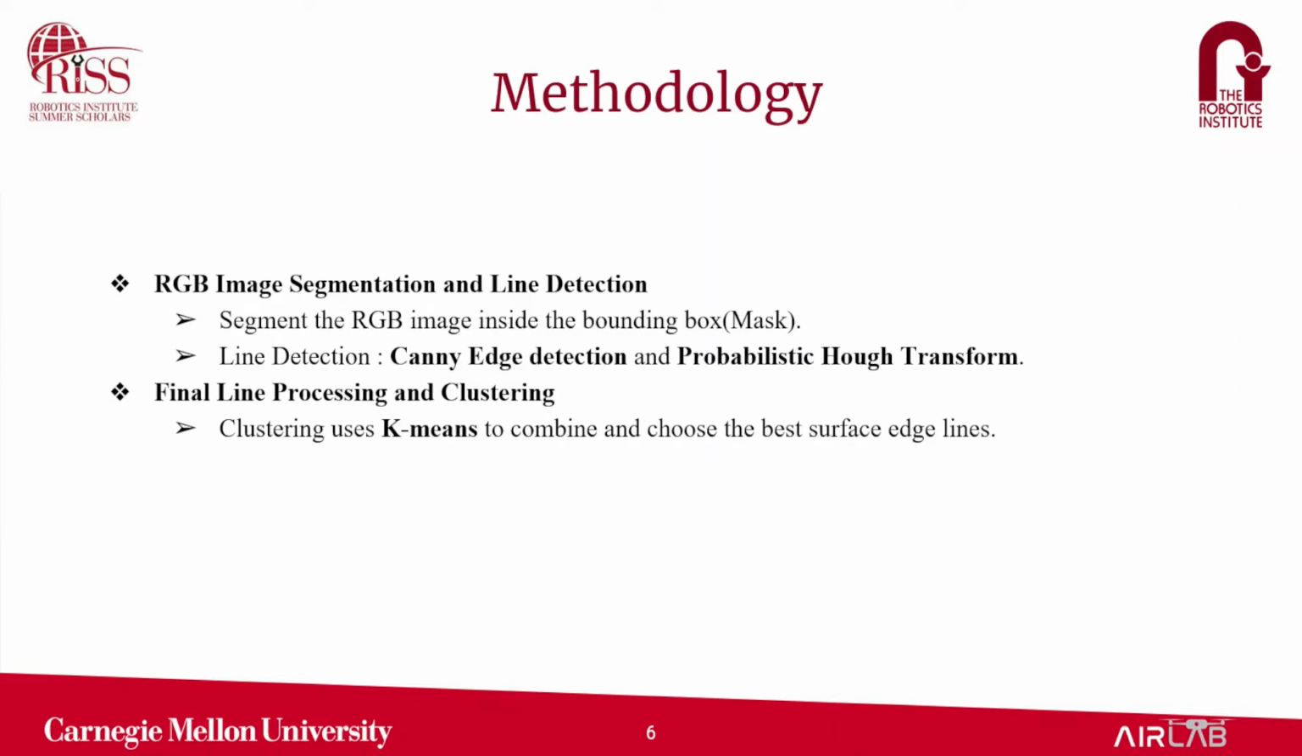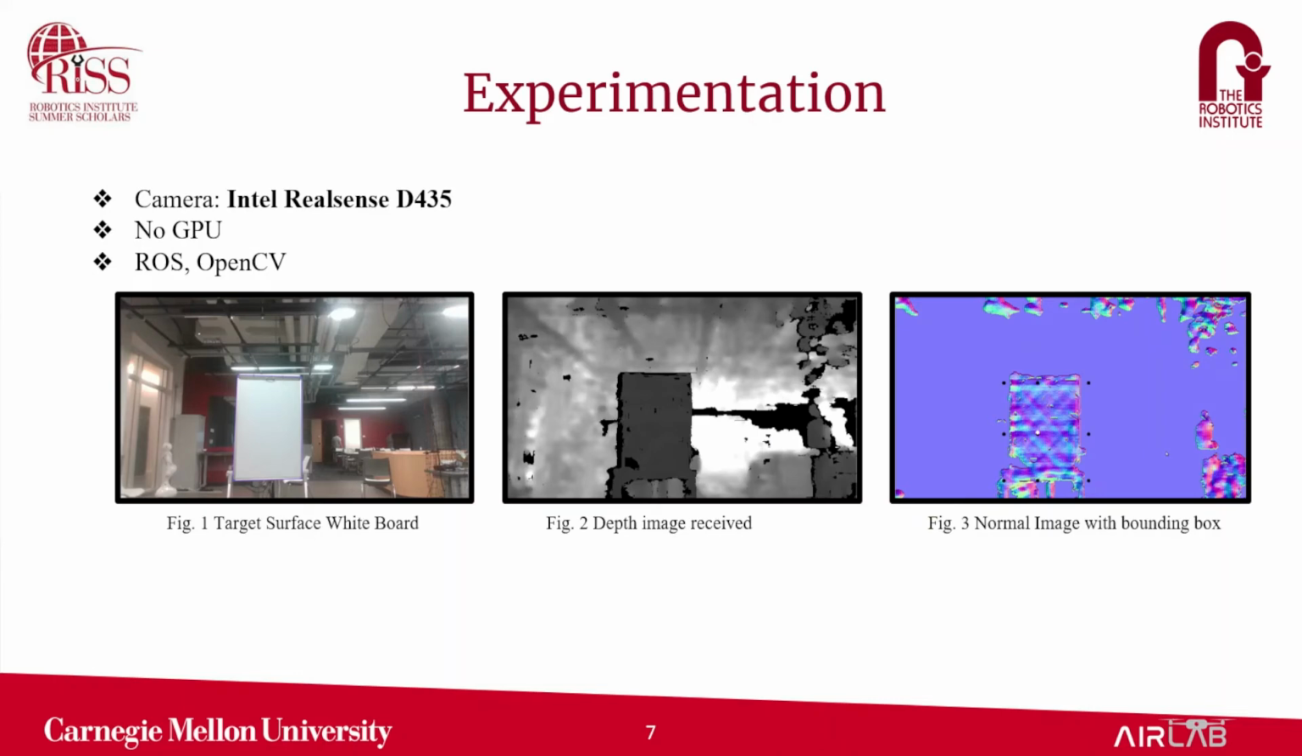We then use bounding box as mask and segment the RGB image for line detection. We apply Canny edge detector and probabilistic Hough transform for line detection. This gives us lines which are detected in the segmented image. We then perform clustering using k-means in the final resultant lines and pass the final parameters for best estimates of edge lines. For our experimentation, we have used Intel RealSense D435 with ROS and haven't used any GPU for image processing.